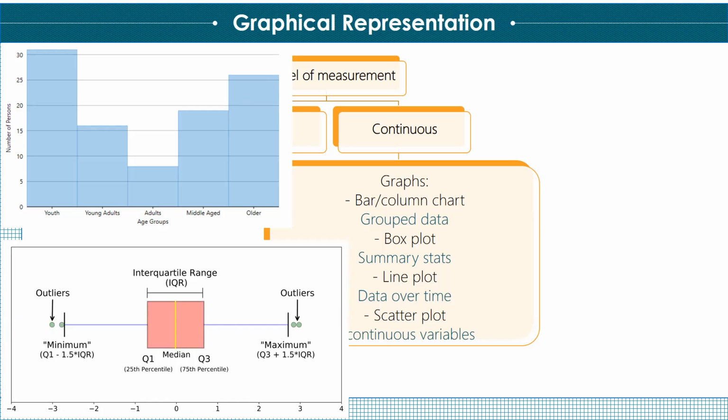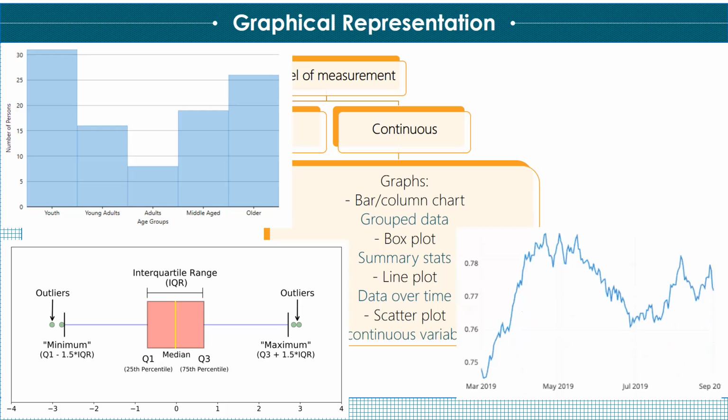Box plots are really nice for summary statistics, and you'll see that the middle line always represents the median, whereas the box represents the interquartile range. And then, of course, the minimum and the maximum of the range are also calculated as the whiskers. We can also use line plots to display our continuous variables, such as in this example, data over time.